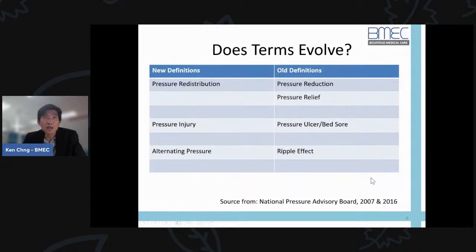Does the terminology evolve? The terms do change as well. The old definition was pressure reduction, and the new definition right now is pressure redistribution. And the old term for pressure ulcer or bed sore is now called pressure injury.